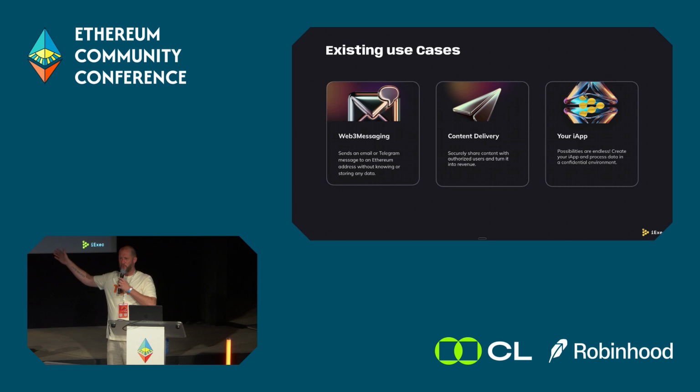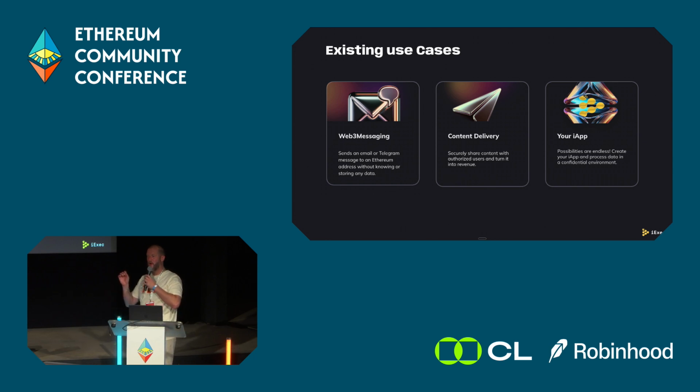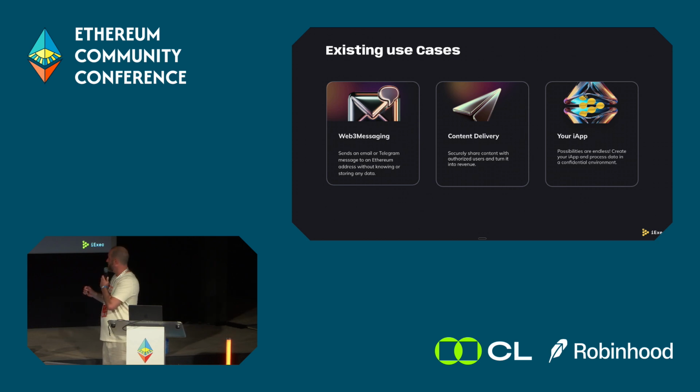We've got Web3 messaging. It's a way to send an email or Telegram message to an Ethereum address without knowing or storing the email or the Telegram handle. That's pretty cool. Content delivery is a way to transfer data and monetize data within the Web3 ecosystem.